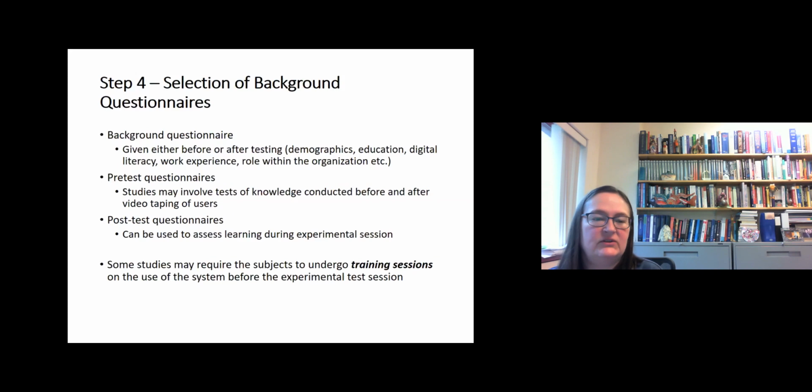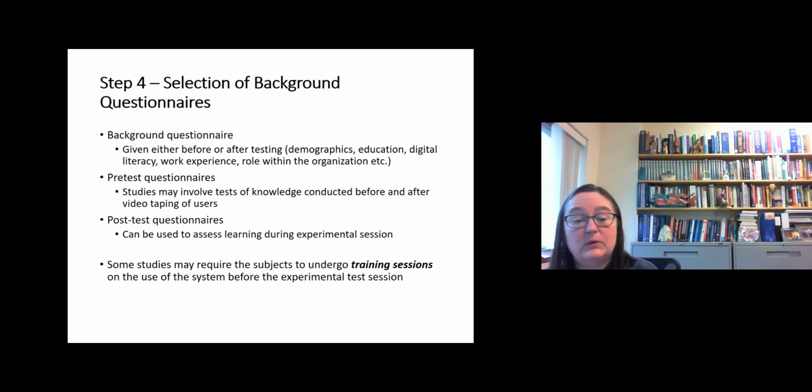Step 4 is actually the selection of the background questionnaires. So you might want to look at specific types of questionnaires that you would administer before the test itself, as well as afterwards. Good ones to administer before a test is conducted is collecting information about the demographic, the background of the individual. So you can get that demographic information about their education. And you might also want to look at things such as e-health literacy or digital health literacy, as well as work experience and organizational experiences. Those particular background characteristics can influence how well an individual uses the technology.